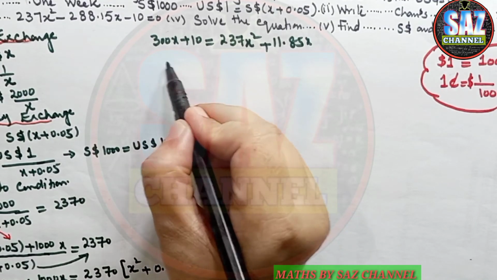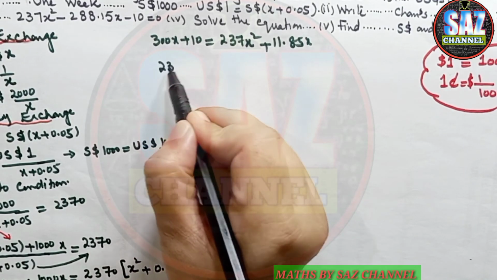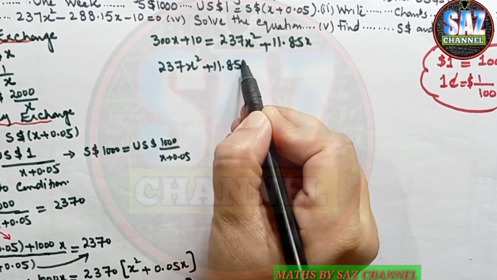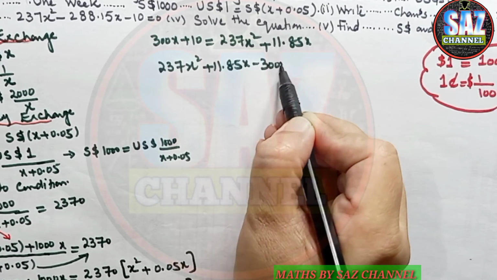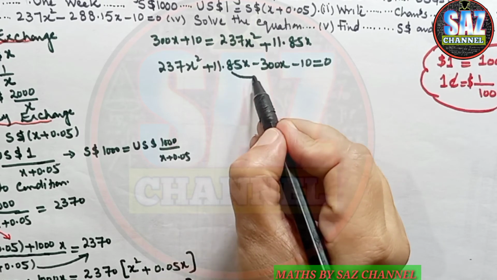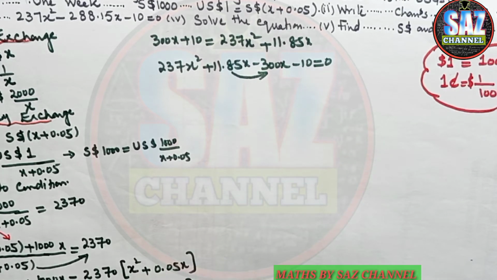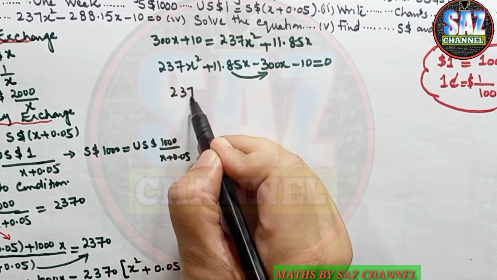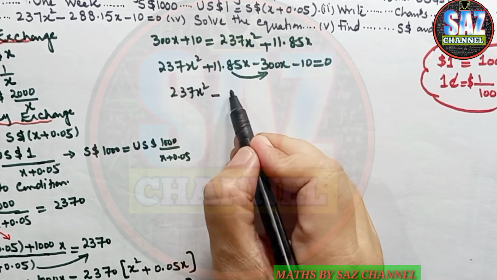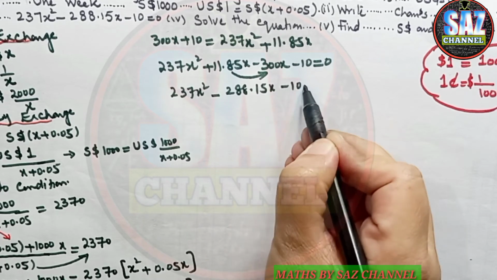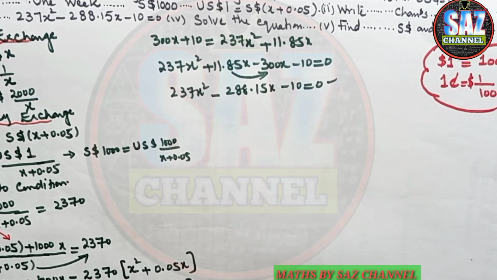Now in order to form the equation, we have to shift all terms to the same side of the equation, and the equation will take the form 237x square plus 11.85x minus 300x minus 10 equal to 0. These are the like terms, solve them. Take away 11.85 from 300 and it will give me 237x square minus 288.15x minus 10 equal to 0, which is the required equation.